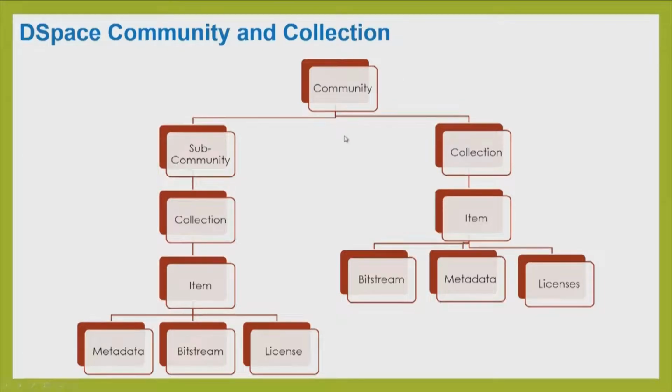In this example I have created a community and there is a sub community. Under the sub community there is a collection, and in this collection I am going to put the bitstreams and items, and each item has three different things: one is metadata, one is the bitstream, and one is the license. Similarly, in the other part I have shown that under the community I have not created any sub community; there is a collection, and under this collection there are items, bitstreams, metadata and licenses.